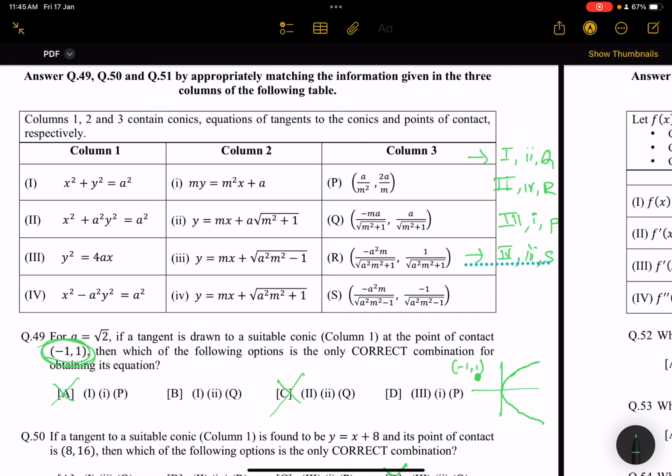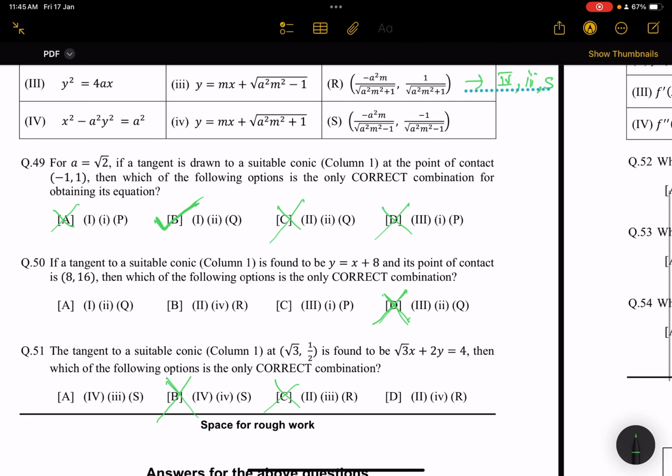So the point of contact should lie on the curve somewhere here or here, but the point of contact is not lying on the curve if it is a parabola. So the curve should not be a parabola, hence we can eliminate this option. So without even solving the question, the correct answer will be option B. Let us proceed to the next question.